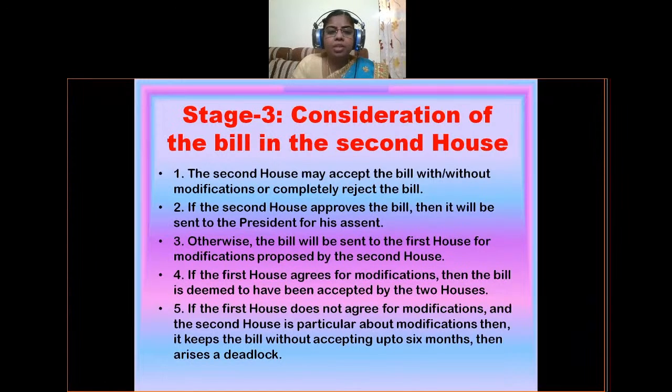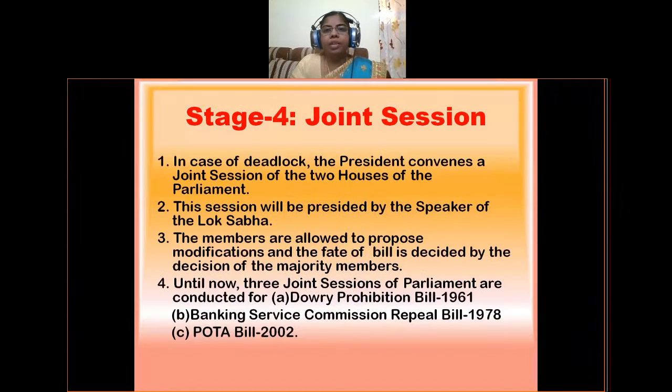What happens after a deadlock is that a joint session will be conducted. That can be called stage 4. In stage 4, in case of deadlock, the President convenes a joint session of the two houses of the Parliament. If a deadlock arises on any bill, then the President of India convenes the joint session of both the houses. That means a joint sitting. Members of both houses will sit together and discuss the bill, voting will be conducted, and the bill will be passed.